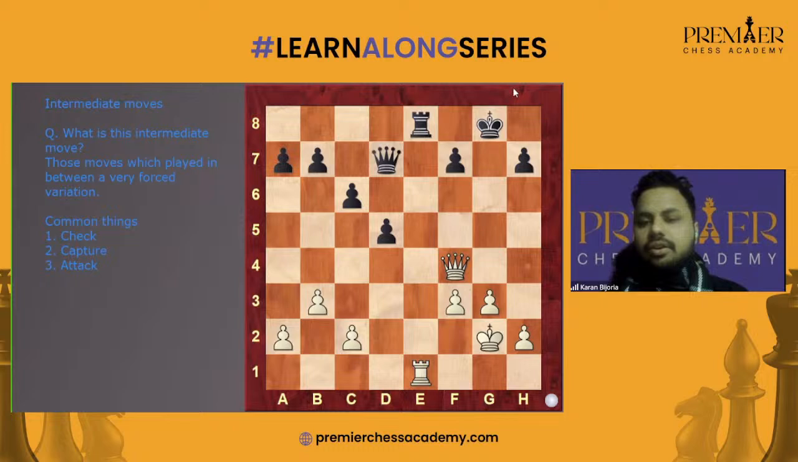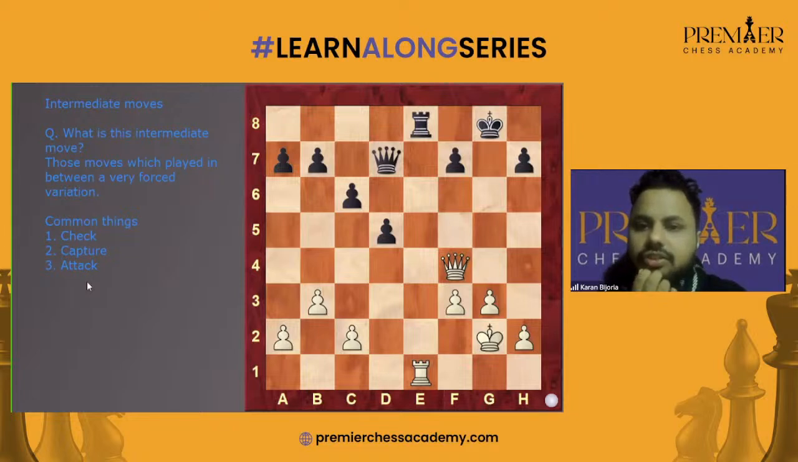Why? Because there are hardly any pieces. There are hardly any pieces to attack, right? So what we can do, we can use some intermediate moves, in-between moves. But sir, how? Again, the answer is in the common things. Check, capture, and attack.